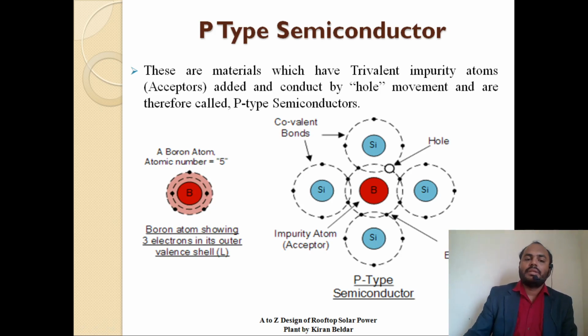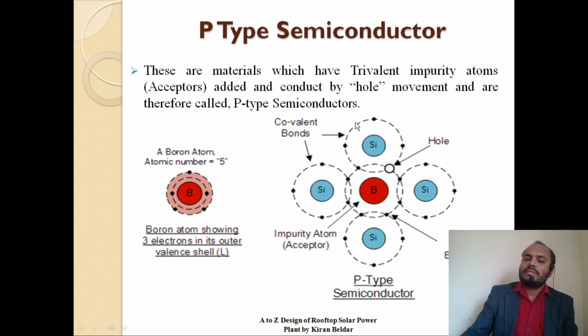When boron combines with silicon, as we know silicon has 4 electrons in its valence band, 1 electron of silicon combines with 1 electron of boron to form a covalent bond. This bond exists. In the next, 1 electron from the silicon combines with 1 electron from the boron and forms a covalent bond. As we know, there are a total of 3 electrons.